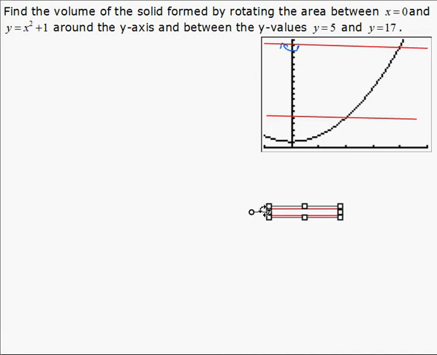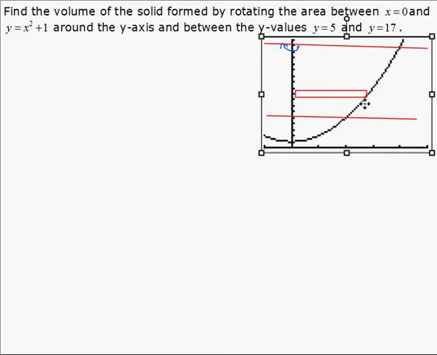We'll stick it on its side here and move that up, and we should notice that the left is on the axis, the right is on the curve, and as we move up and down, that'll remain the same. So a dy rectangle is what we're going to use. This is dy.